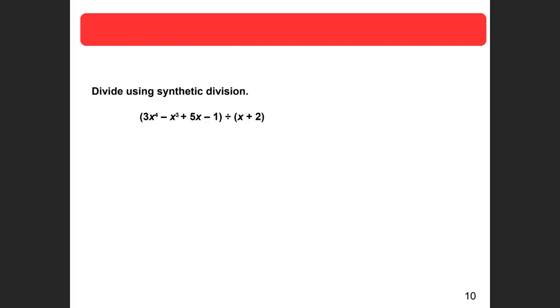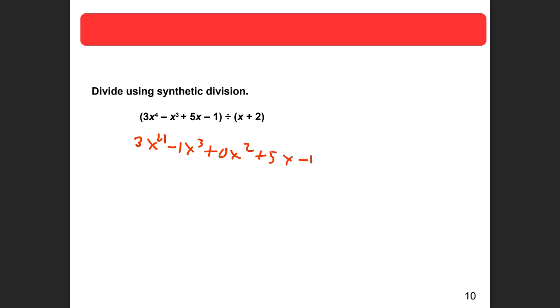So here's an example. I've got 3x to the fourth minus 1x to the third plus 5x minus 1. Now, this is a problem that some students are going to have. If there is a term that is missing, you need to write that. You have to put a 0 in place of it. So for example, in this problem, I would rewrite this as 3x to the fourth minus 1x to the third plus 0x squared plus 5x minus 1.